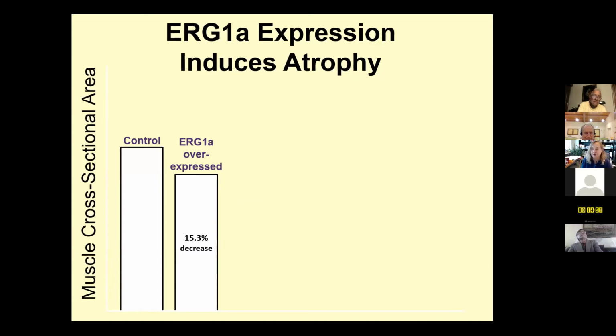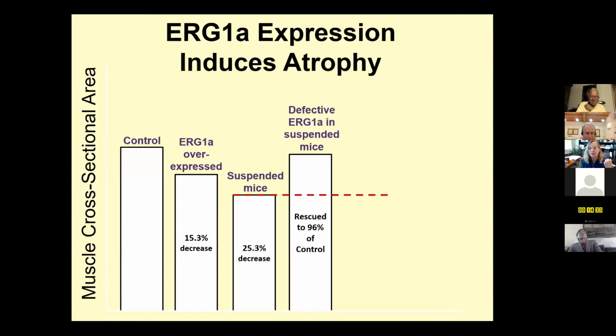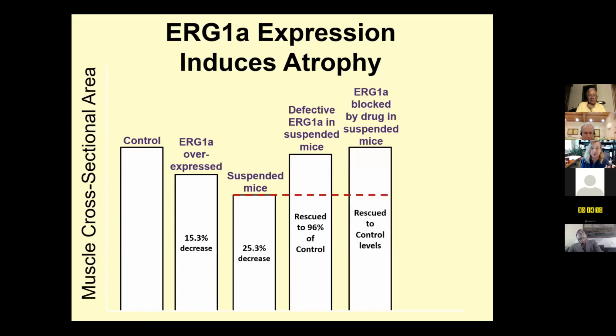Okay, we do know that ERG induces atrophy. We've shown that before. When we put ERG into the muscle by electrotransfer, what we find is that the cross-sectional area decreases. We got a significant 15.3% decrease in some of the animals with which we were working. When we put a dominant negative form, a dysfunctional form of the channel into the muscle by electrotransfer and suspended the animals, what we found is that the defective channel would rescue the muscle size and take it back to 96% of control.